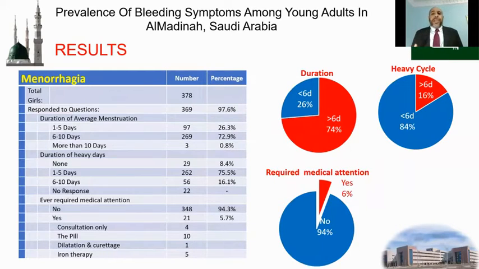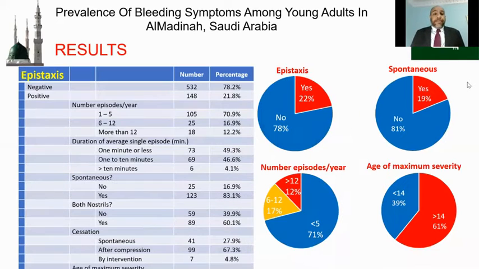Let us go over menorrhagia, where a certain number of our population suffer from it. From a duration point of view, about 26% suffer from a menstrual cycle of less than 6 days, while 74%, 3/4 of our population, suffer from more than 6 days. 16% of them have a heavy cycle, and 6% of them needed to seek medical advice at some point.